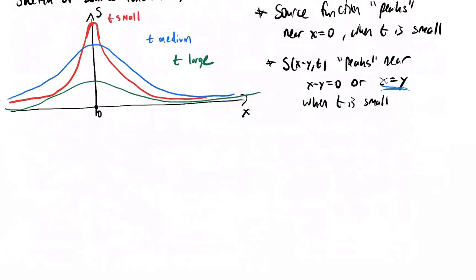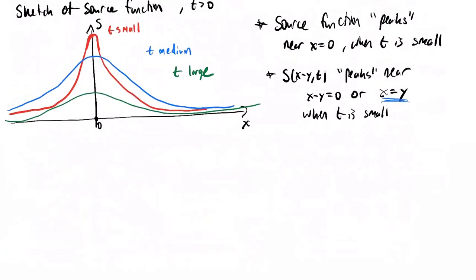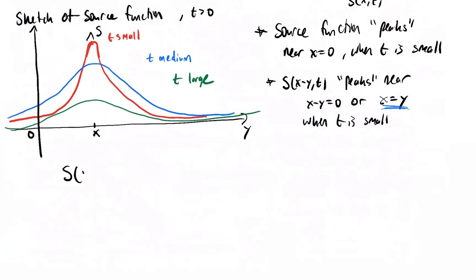So if I just copy over this graph, and say instead of this being the point 0, I move the point x over, and let's say this is my point x over here, and now I'm looking at values of y. All I've done is shift the graph over, and if I shift it over in this way, it's going to peak when x minus y is equal to 0, which is the same thing as x equals y.